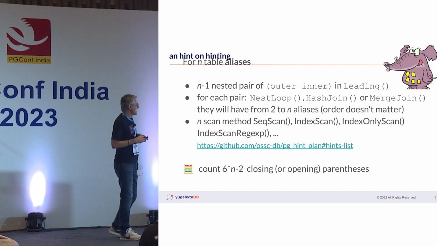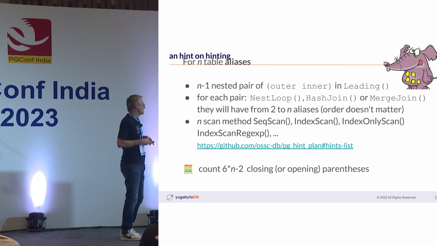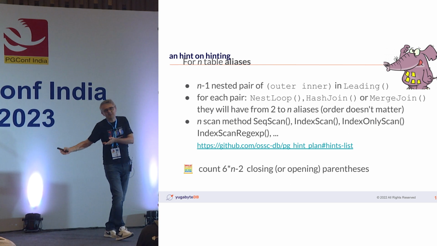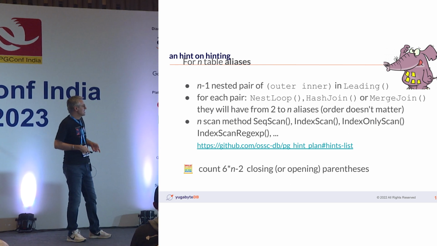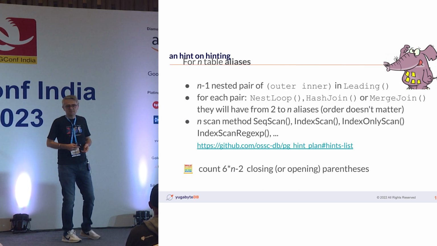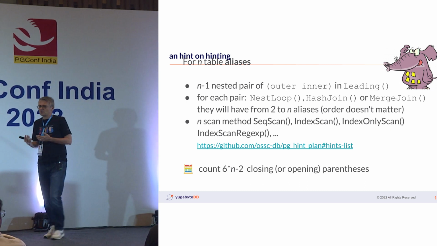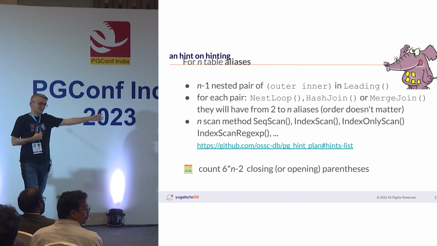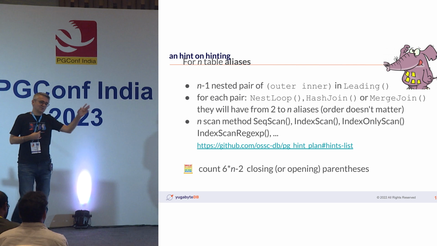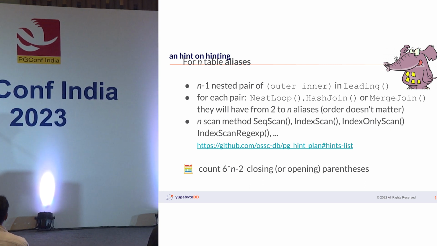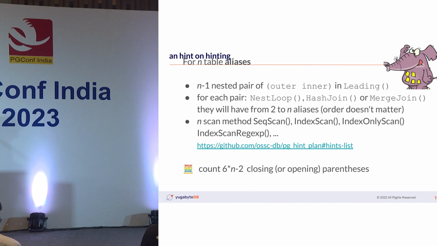Which means that if you count the parentheses, you should have, of course, the same number of closing and opening parentheses. But if you count them, if you have n aliases, 6 times n minus 2 opening parentheses and closing parentheses. If you don't have this number, either I was wrong, so tell me, or you have missed some hint to fully hint your query.